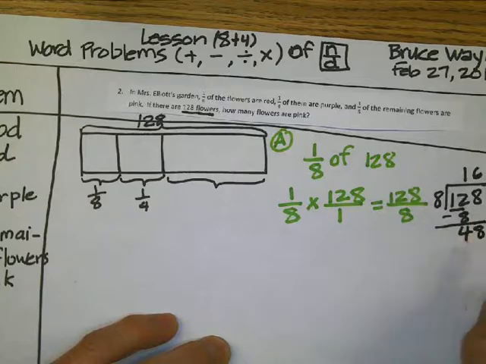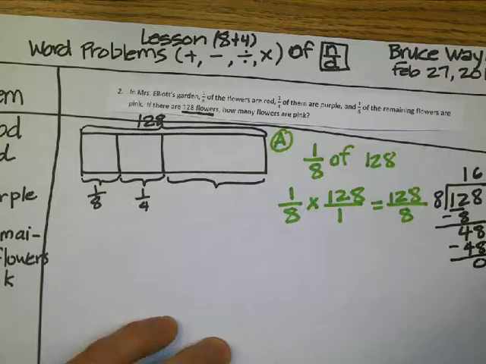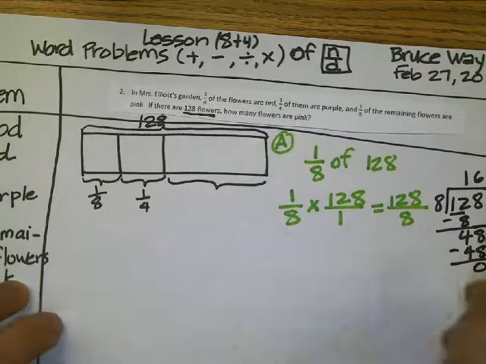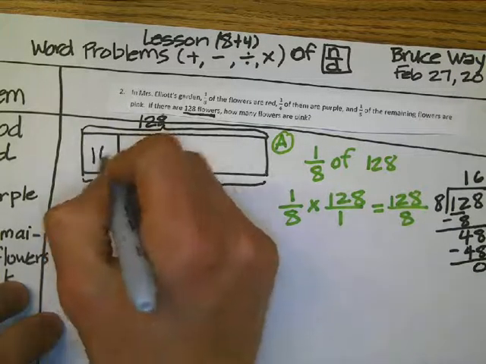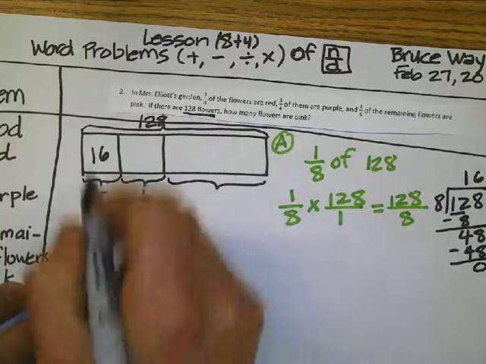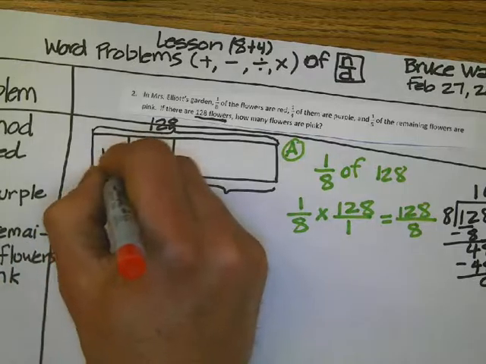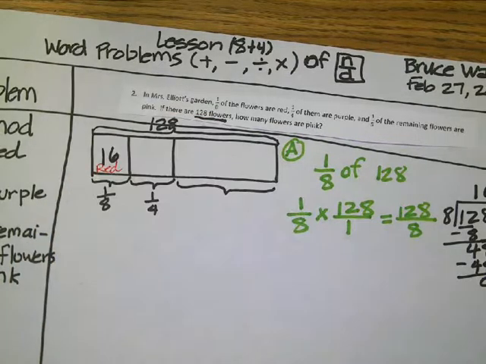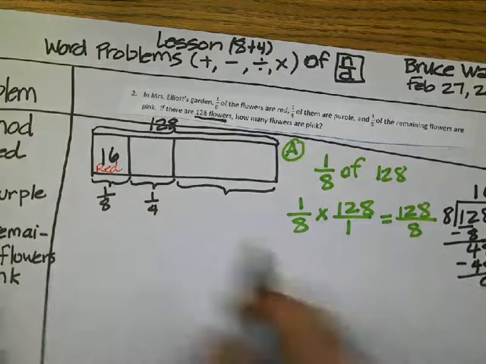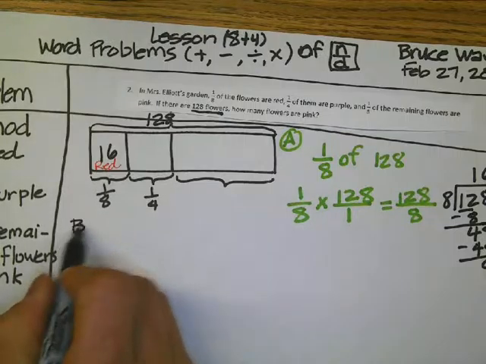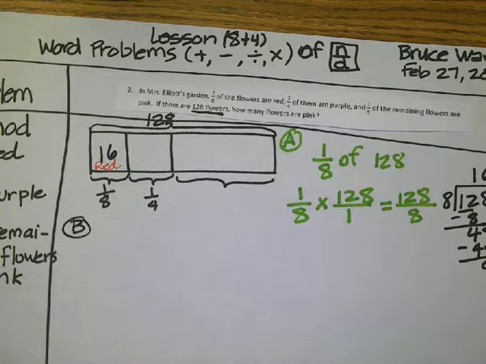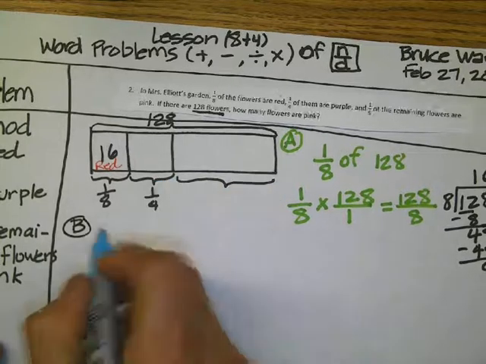So now we know that there are 16 red flowers. Let's remember, these are red. Let me mark this red and just call them red flowers. Now let's find out about the purple flowers, and we're going to do the same procedure, my friends. Same procedure. So B will be this one right here, 1/4 of 128, and that becomes the same problem.